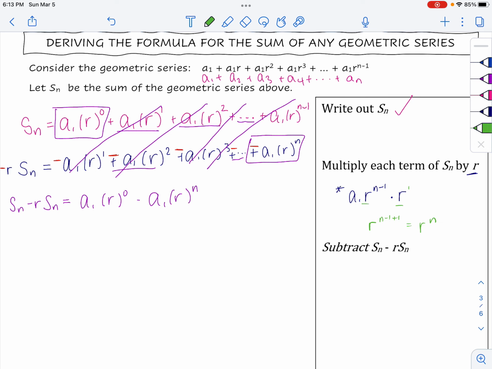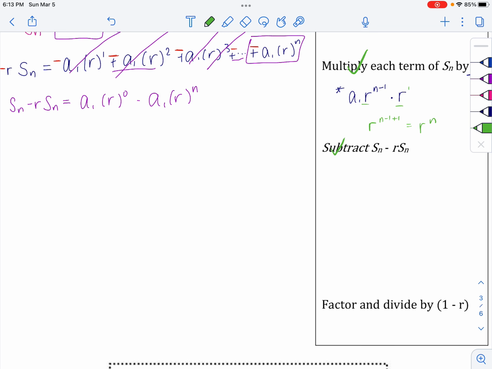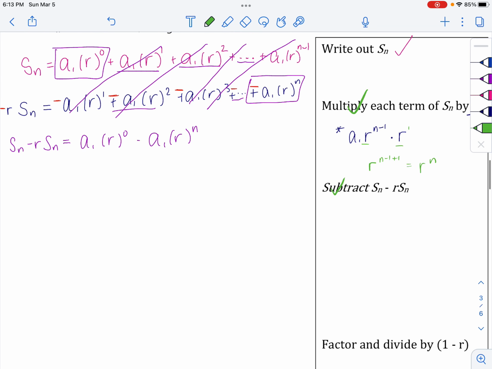All right, next step after we subtract, so we've multiplied, we've subtracted, is to factor out. So we're going to factor out our GCF. On the left side, that's going to be S sub n, and I'm left with 1 minus r, equals on the right side, that's going to be a sub 1, and I'm left with r to the 0 minus r to the n. Also remember, simplifying as we go along, r to the 0, well, anything to the 0 power is just 1.